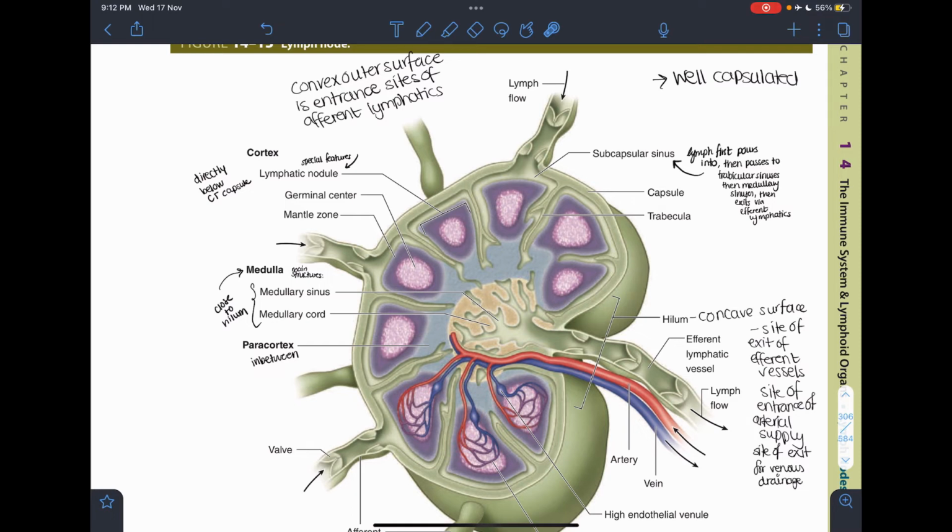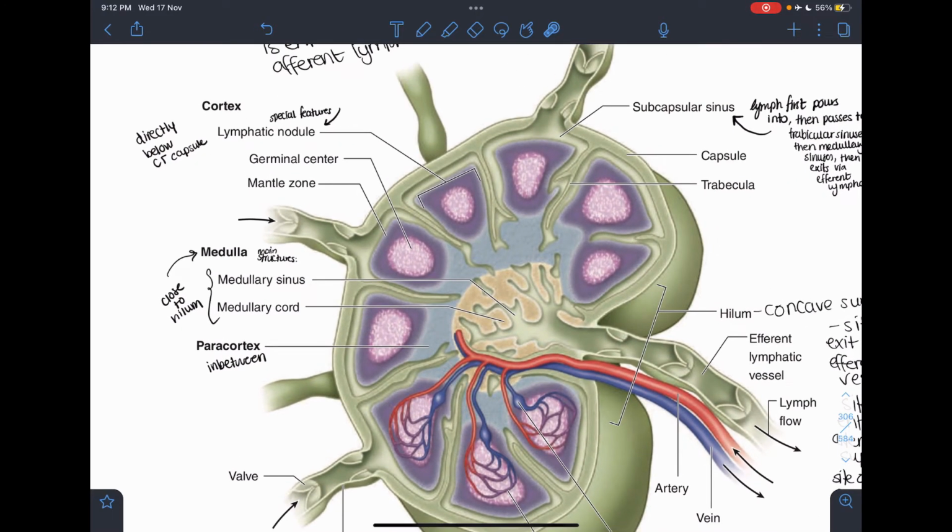As you can see here, this is the cortex, this is the lymphatic nodule, one lymph node, and then the germinal center. Some of them might not have a germinal center, and the purple part is the mantle zone. Then we have the medulla. Here are the medullary sinuses, as you can see, and here are the medullary cords, like wires. The medullary cord acts like a separator between the medullary sinuses.